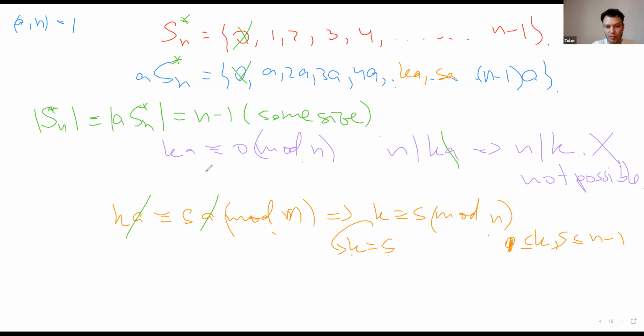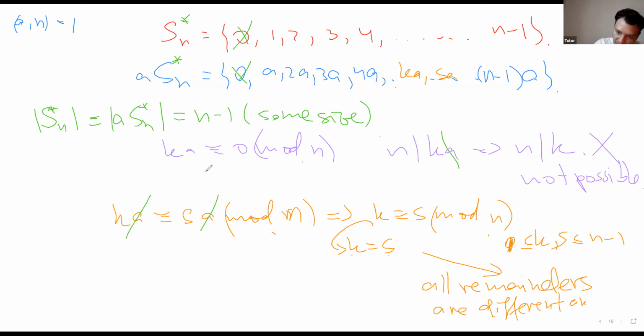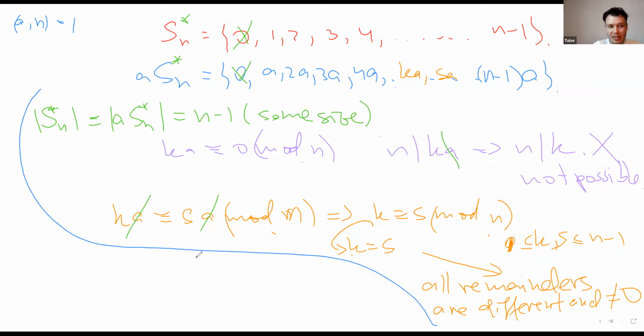So from here I'm going to get that all remainders are different and not equal to 0, right? So all remainders are different. They're not equal to 0, and there are n minus 1 of them. So they have to be the same set. So from all of this stuff, it results what?